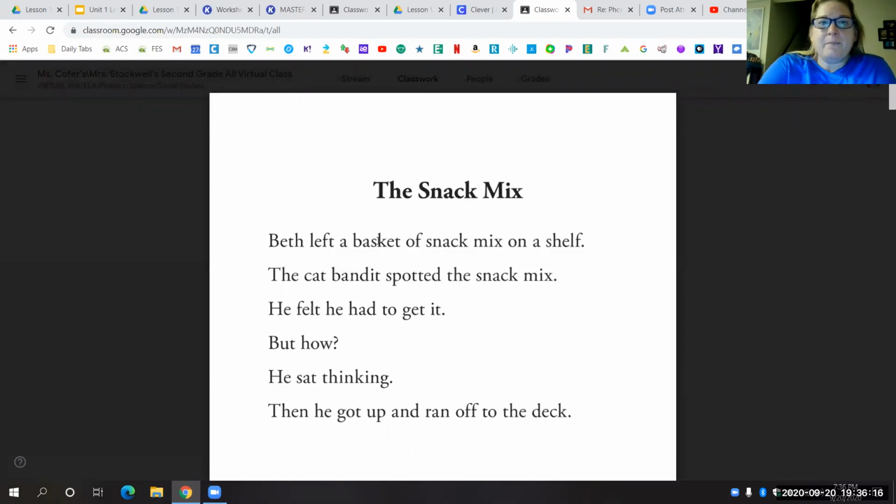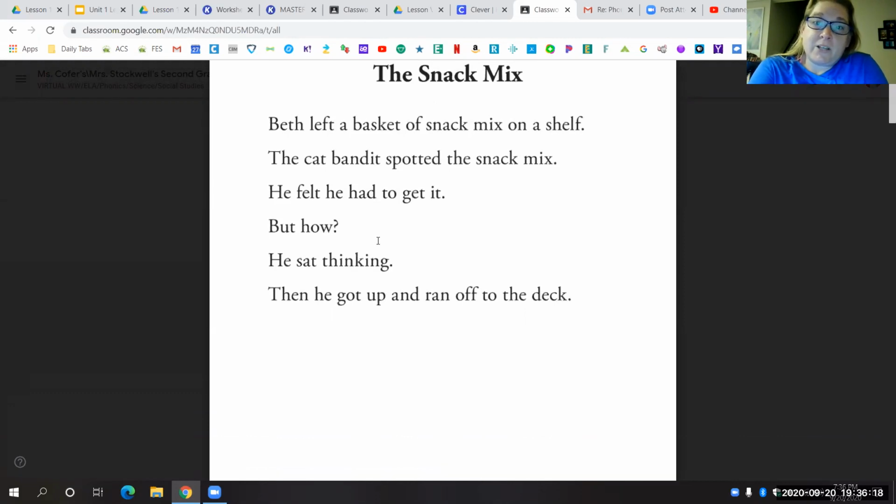Okay, so remember, we're working on fluency and we're working on paying attention to the punctuation, okay? The snack mix. Beth left a basket of snack mix on a shelf. The cat bandit spotted the snack mix. He felt he had to get it. But how? He sat thinking. Then he got up and ran off to the deck.